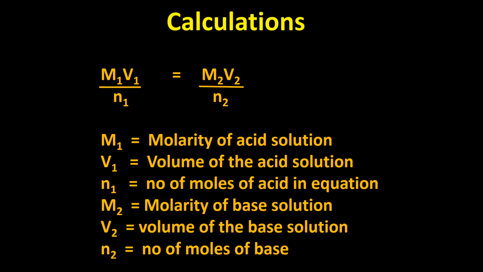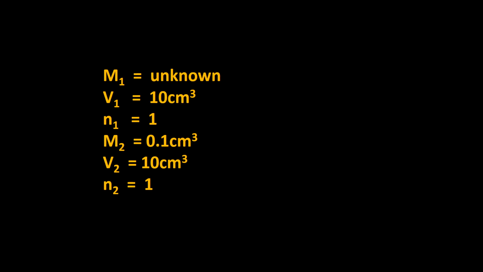Now let's put the values. We know that in this whole experiment, basically we are finding M1. M1 is the hydrochloric acid solution and we don't know the molarity. So where do we use this type of experiments or practicals? Yes, we use them in finding out the concentrations of acids, that is, how much molar, how much strength they are.